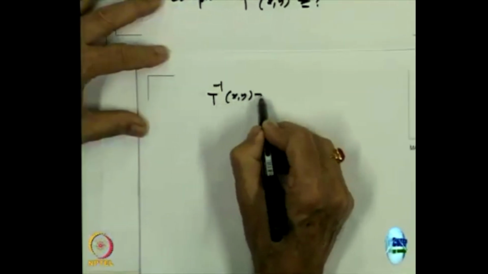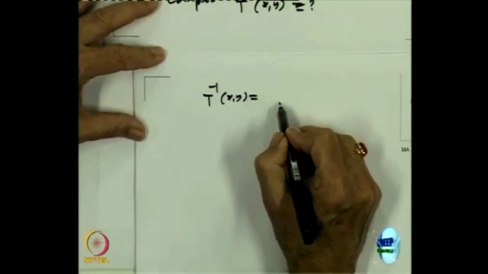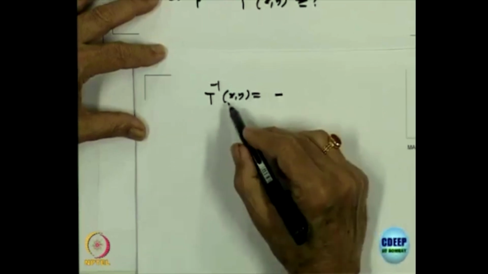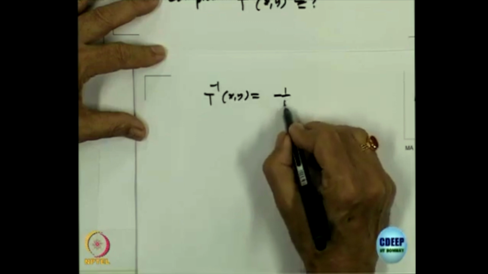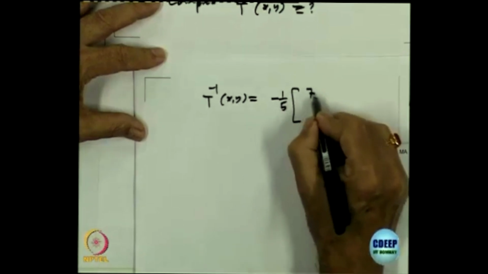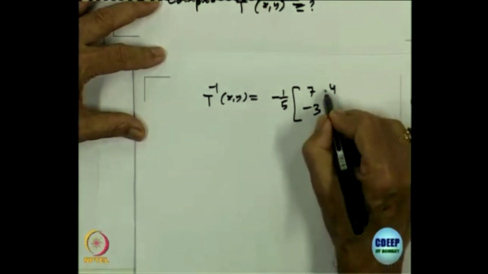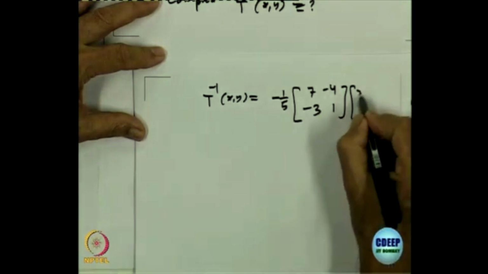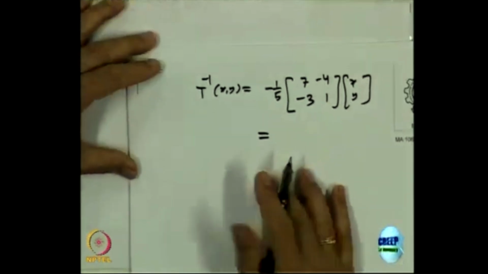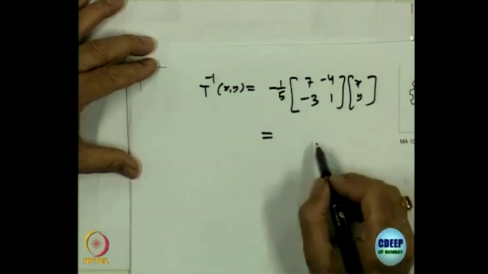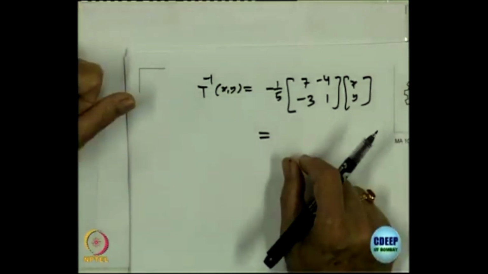So let us write what is T inverse of xy. T inverse of xy is the same as looking at the matrix of T inverse and multiplying by that vector. So it is minus 1 by 5 times the matrix with rows 7, minus 3 and minus 4, 1, multiplied by xy. So what is it equal to? You can just multiply out and write down that vector.